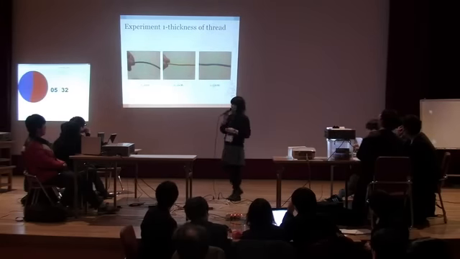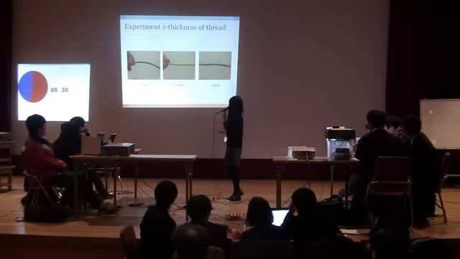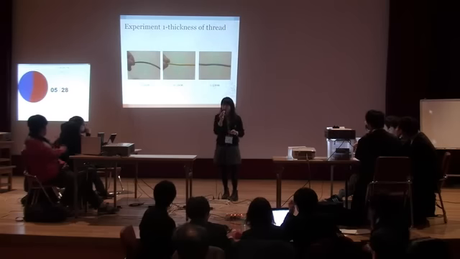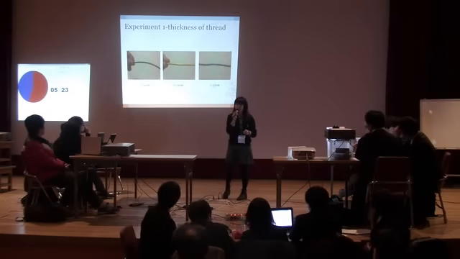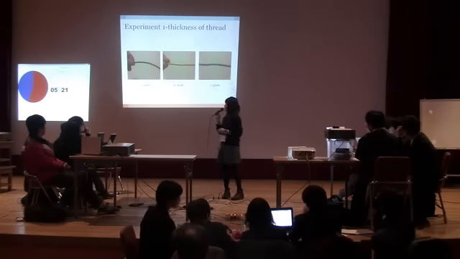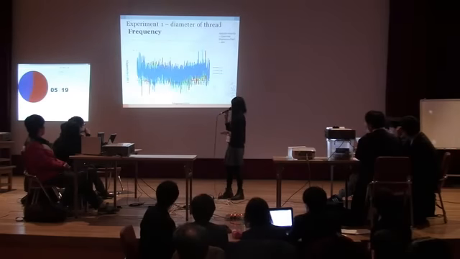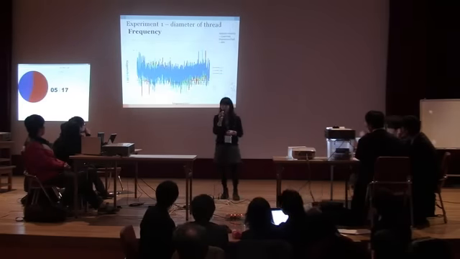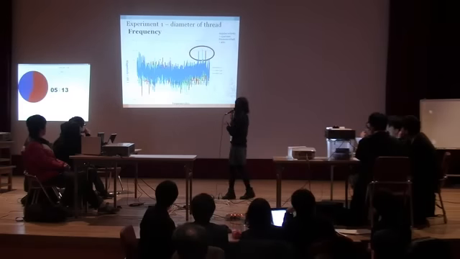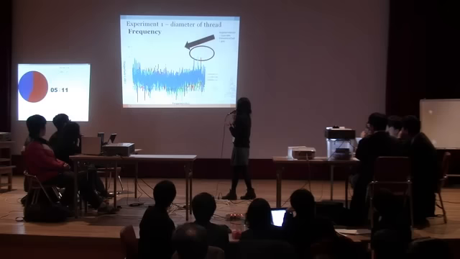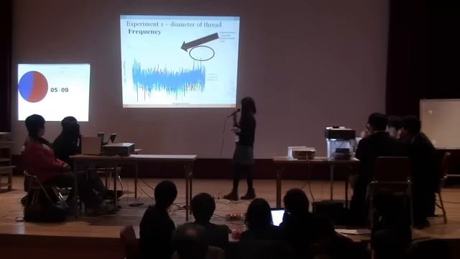So move on to my first experiment about the thickness of the thread. I use the same type of wire with different diameters, the thinnest one with 0.5 centimeters and the thickest one with 0.50 centimeters. So this is how the frequency changes according to the diameter of the thread. As you can see, in the encircled region, the frequency gets decreased when we increase the diameter of the thread.